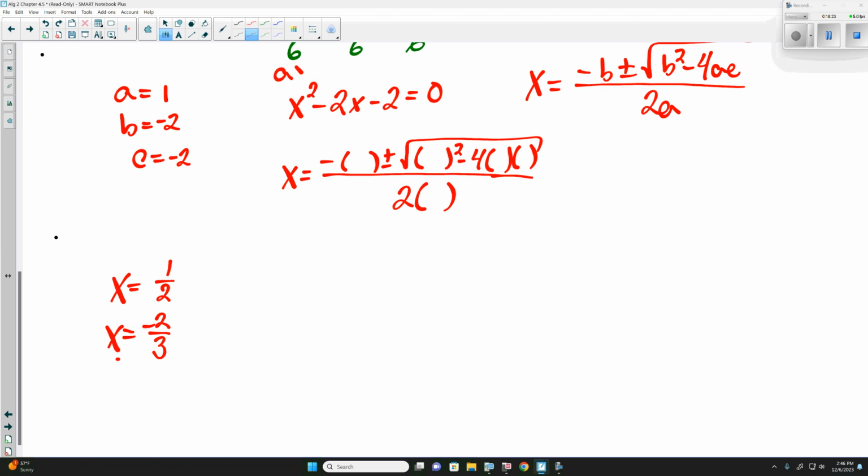Oh, wait. It's just either one. Yeah. Because otherwise it would have been 6, negative 12, and negative 12.